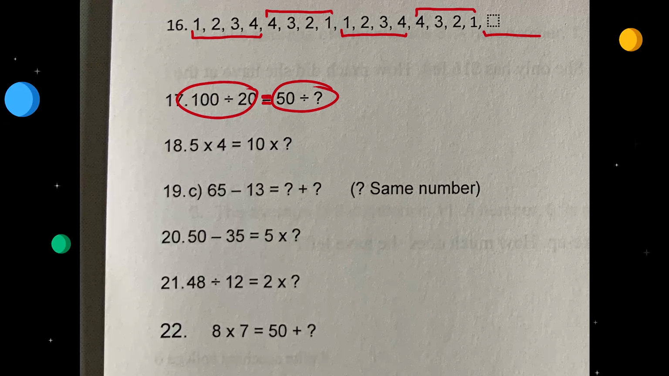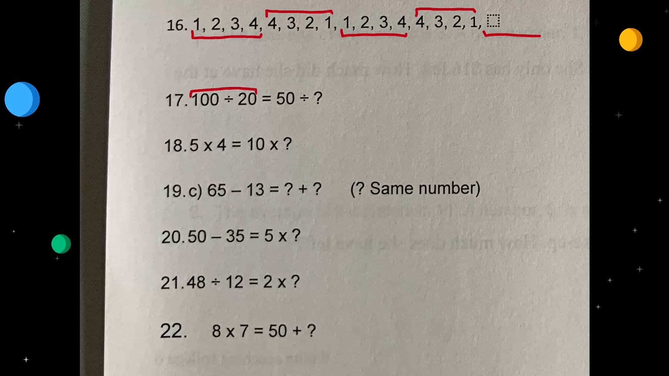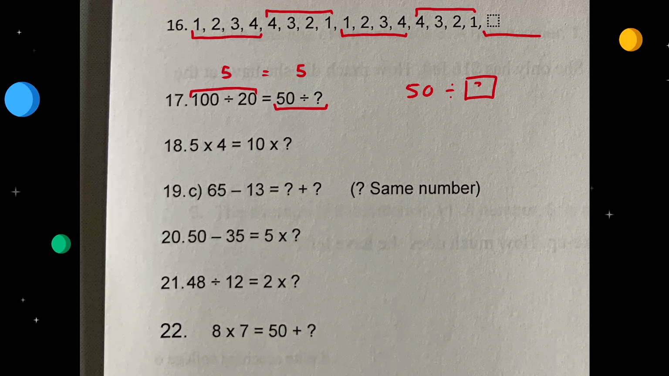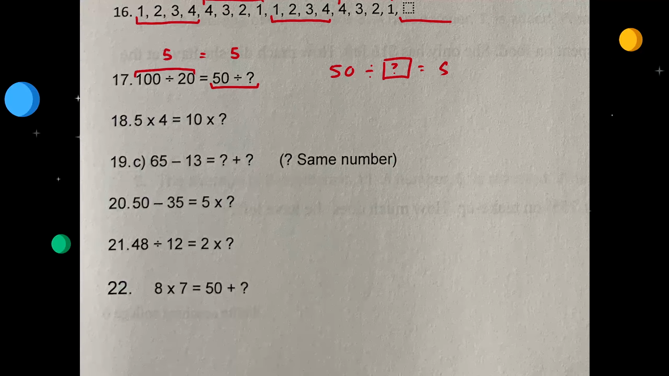Alright, next one is 65 take away 13. What's that? 65 take away 13, that gives you 52. So 52 is equal to two numbers that are exactly the same adding together. How do you figure out this number? We just take 52, divide it by 2, long division, and you get the answer there. So once you get the answer from here, you just put it as the answer.